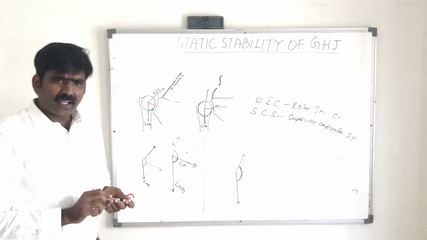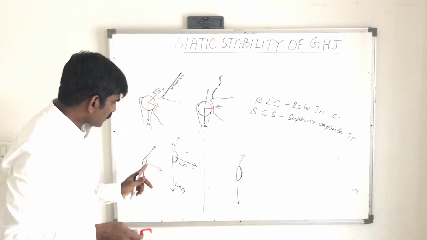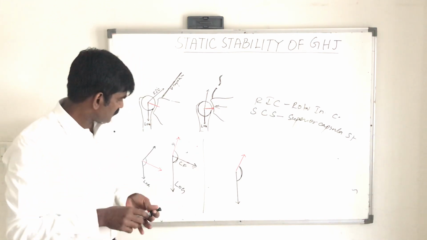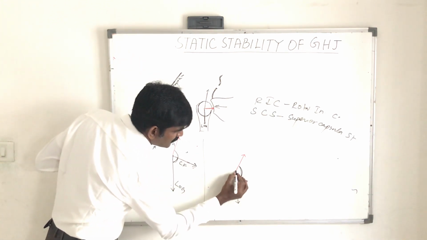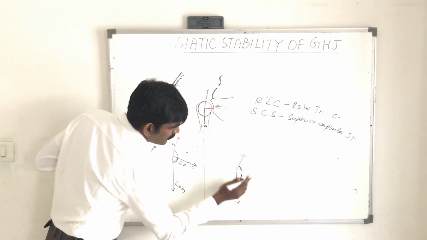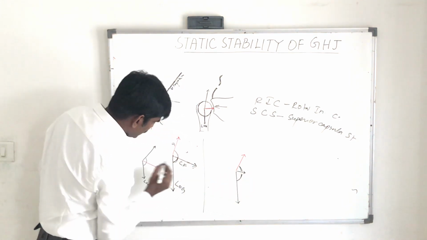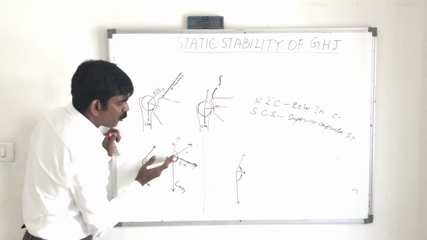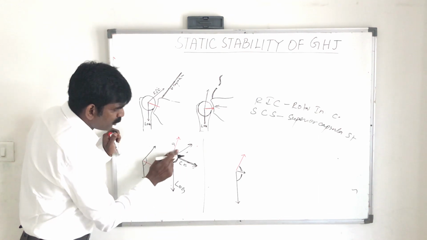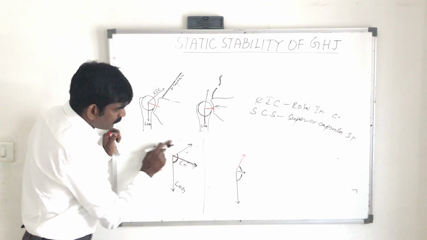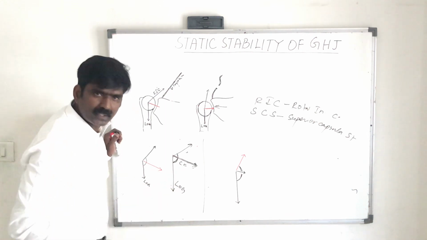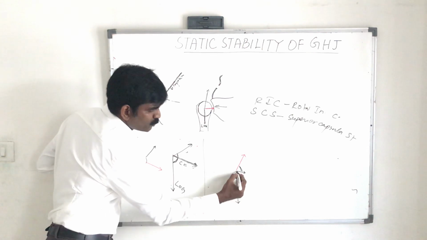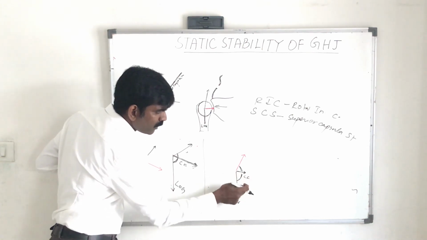Clear? When the angle is increased, the compression force vector is reduced. Here the force vector is less. Here you see the length of the vector is greater. Because the angle is less, the compression force will be greater. Here the angle is increased, so the compression force is reduced.